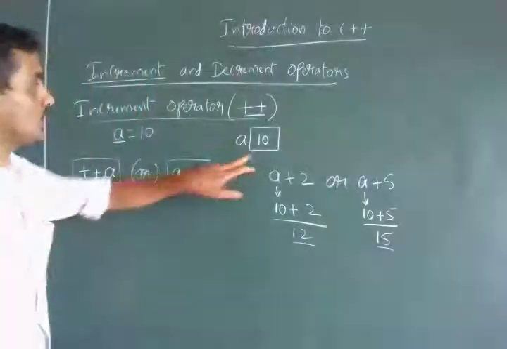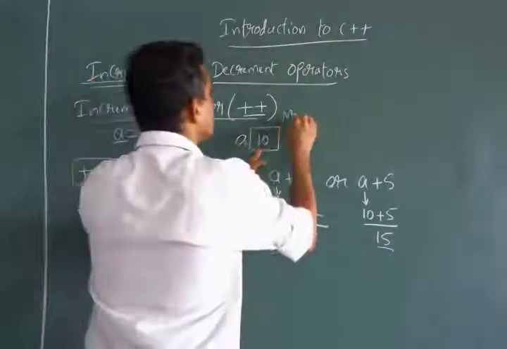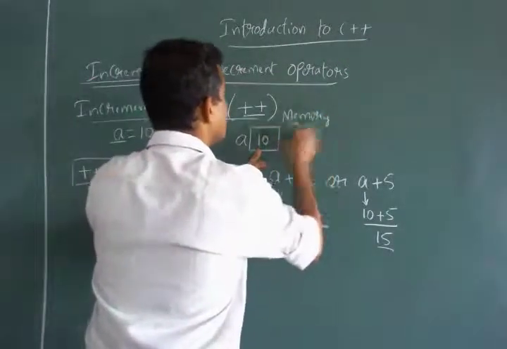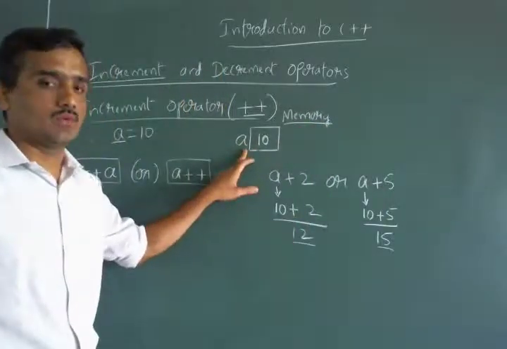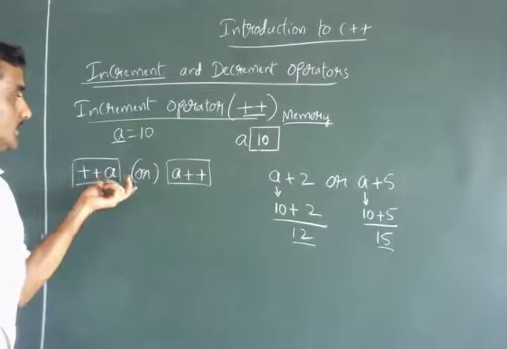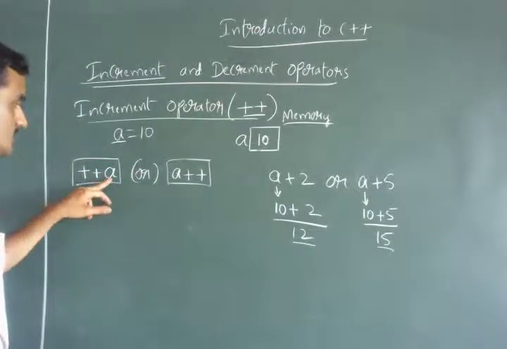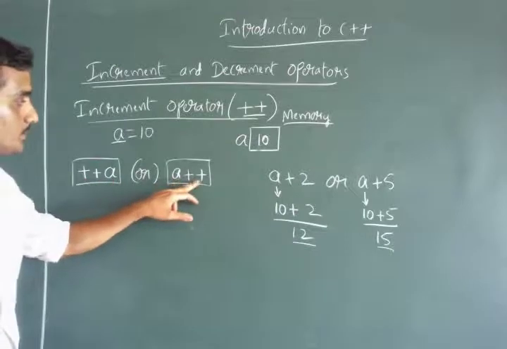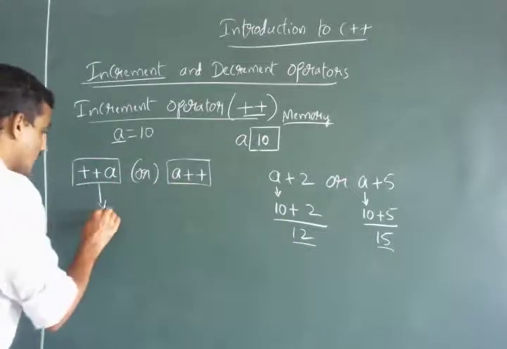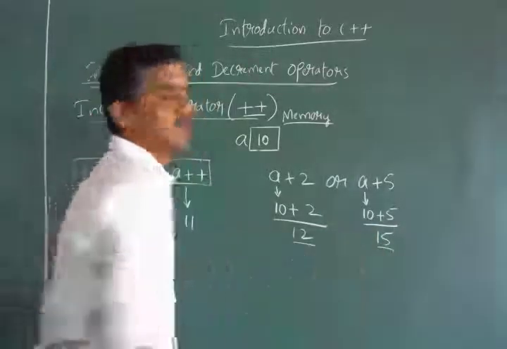Now you see what is the value of variable a in computer memory. So this is the computer memory you can consider. In computer memory for variable a the value is 10. Now you apply the increment operator here. If you apply the increment operator, in case of ++a and in case of a++, the value becomes only 11, not 12 or 15 here.